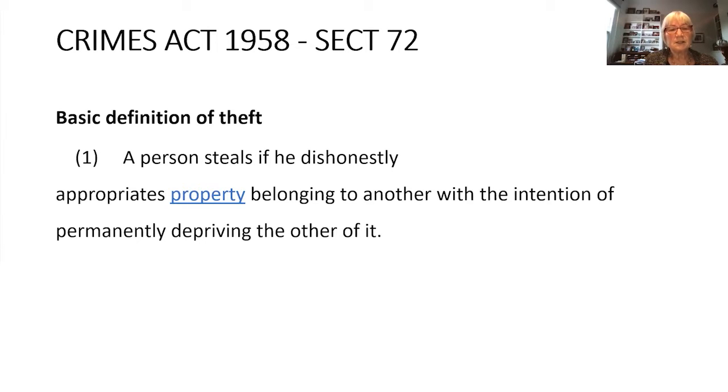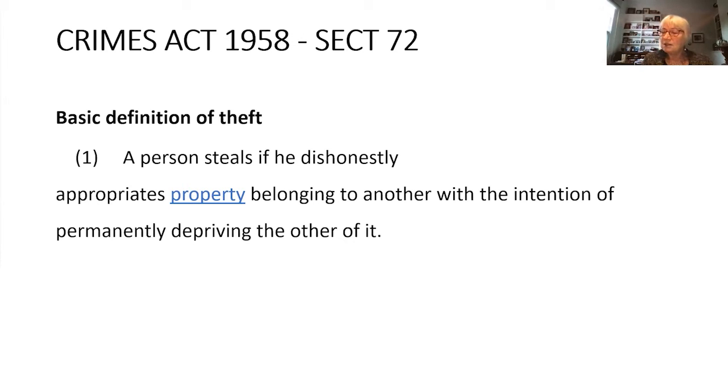The basic theft was a common law offence, but it is now defined in our Crimes Act, so it's part of legislation. And what it says is the basic definition: a person steals if he dishonestly appropriates property belonging to another with the intention of permanently depriving the other of it. The word property with the blue underline doesn't signify anything except there's a link to some other section in the Act. I'm sorry that's still blue, but there you go.